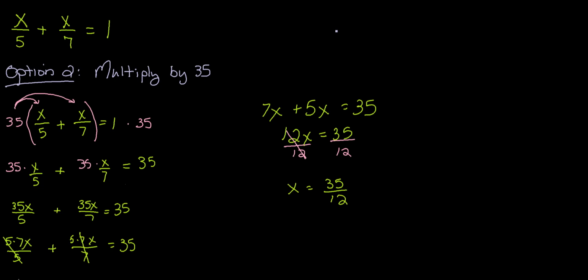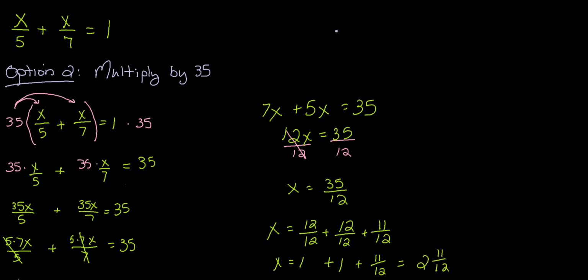How many twelfths is that? Well, let's see. I have 12 twelfths, you could say. I have another 12 twelfths, and I have 11 twelfths. In other words, I have 1 plus another 1 plus 11 twelfths. In other words, I have 2 and 11 twelfths. The other way of getting that, of course, is to divide, and 12 goes into 35 2 times with a remainder of 11, and so we write 11 over 12. I like writing it out as the fraction because you can really see the pieces there.